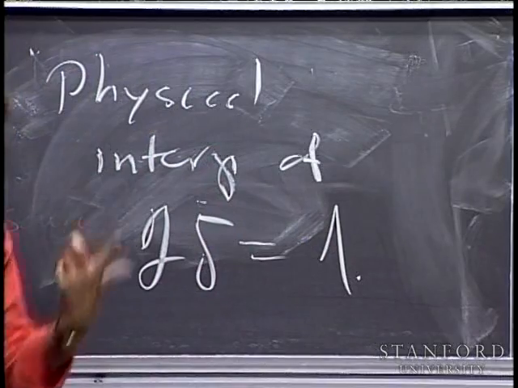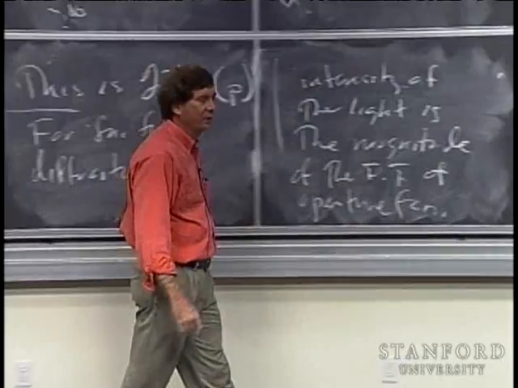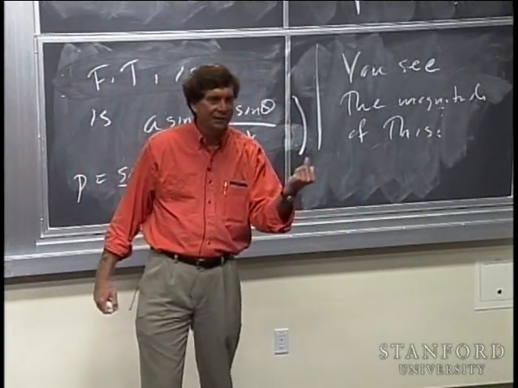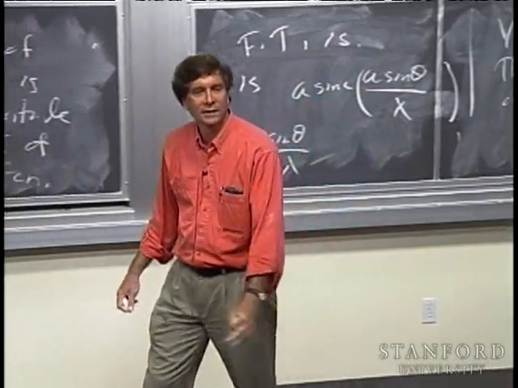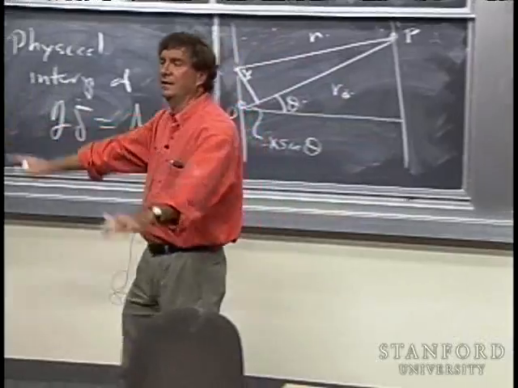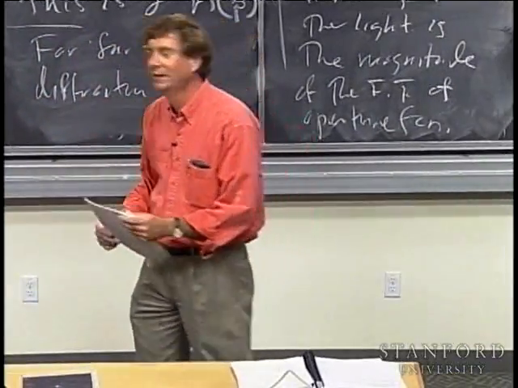Because the intensity of the light you see on the image plane is the magnitude of the Fourier transform of the aperture function. The aperture function is given by a delta function. It's a point source. All right? And its Fourier transform is 1. You expect uniform illumination on the image plane. Ain't that cool? I think that's cool. All right?